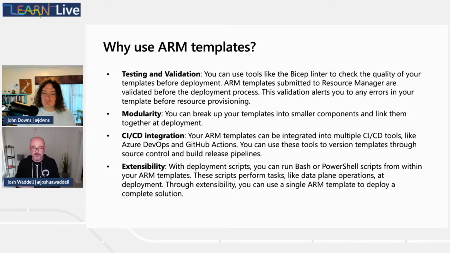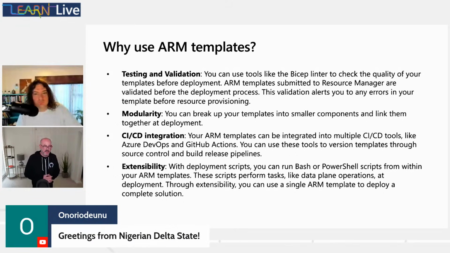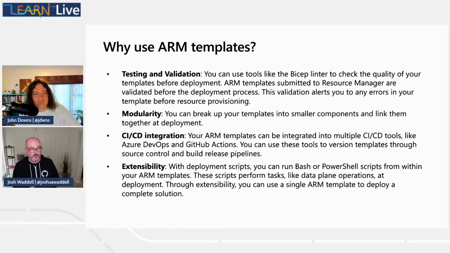Modularity. We talked a little bit before about how sometimes scripts or even templates can get very long, like hundreds and hundreds of lines. We have the ability to break our templates up into smaller components called modules and then link them to a main template at the time of deployment. There are going to be multiple conversations around modules in the weeks to come. As John mentioned very early on in a graphic, we can integrate these templates with our CI/CD processes, whether we're using Azure DevOps or GitHub Actions. Both ARM templates and Bicep templates are supported within those particular tools.